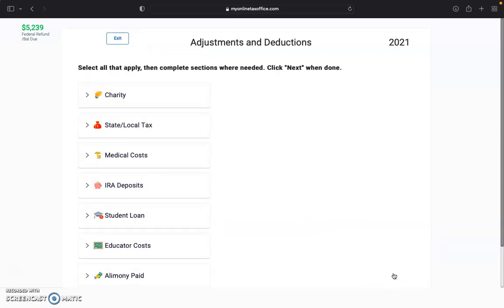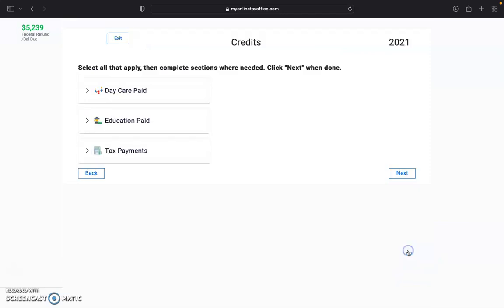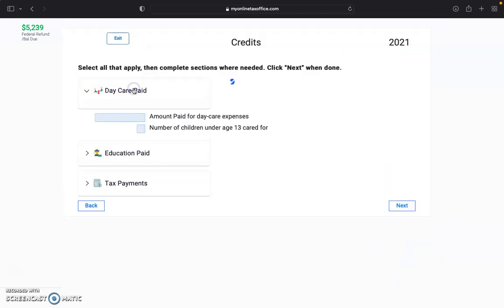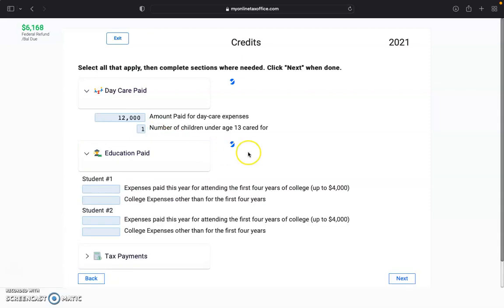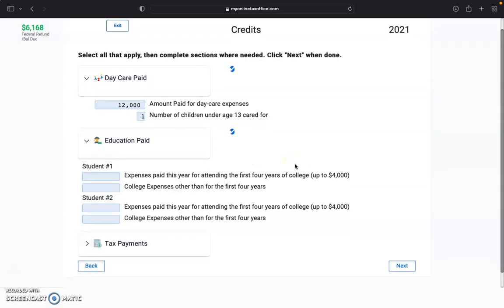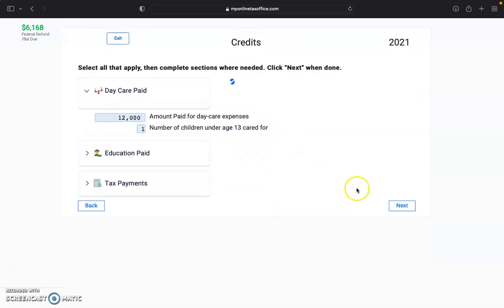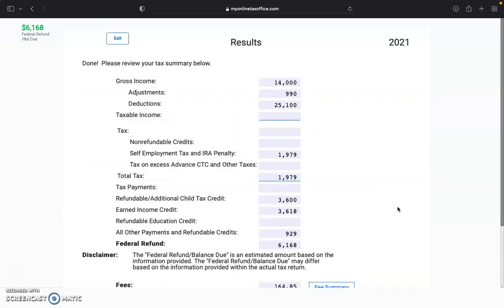Okay, we're going to hit next. Let's do some child care. I might pay for daycare. Let's just say they paid $12,000 for one child. So their daycare was $1,000 a month. All right. We're going to hit next, and boom.